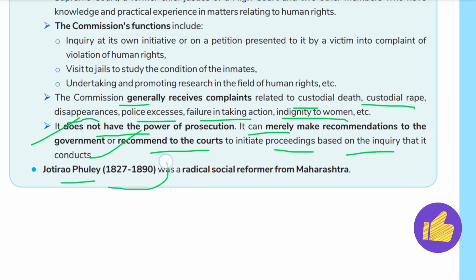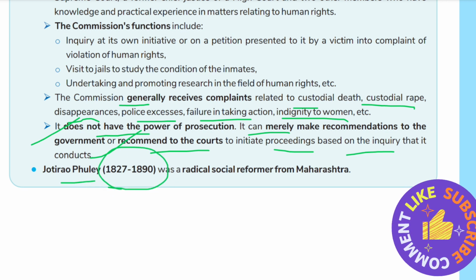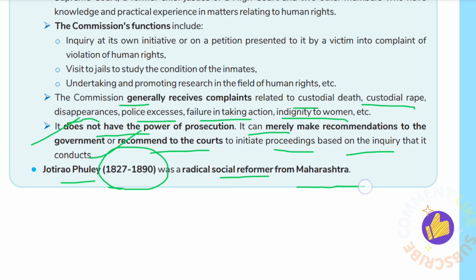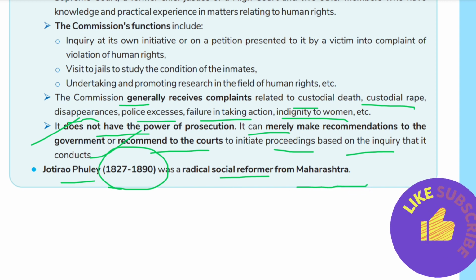Jyotirao Phule, 1827 to 1890, was a radical social reformer from Maharashtra.